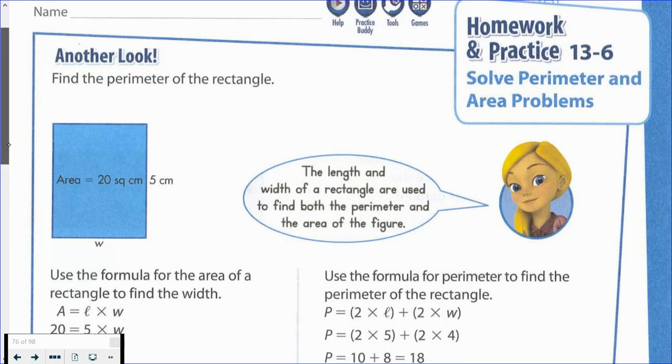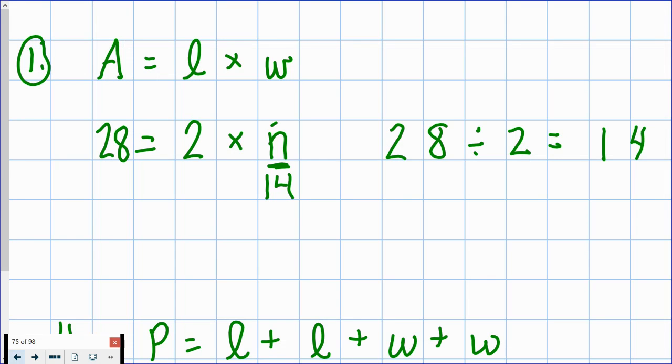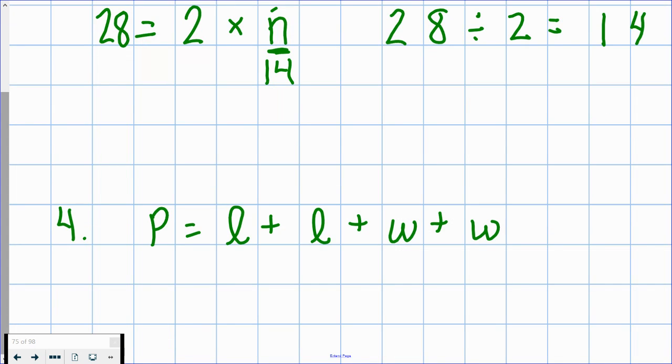So what do we know? Well, in problem number 4, we know the perimeter is 60 and 2/4 inches. So let's fill that in. Perimeter is 60 and 2/4 inches. What else do we know?